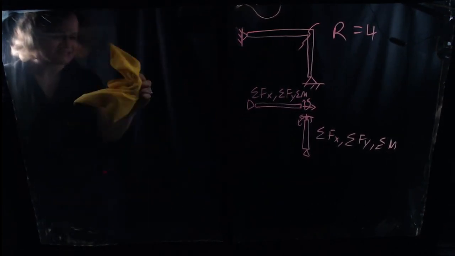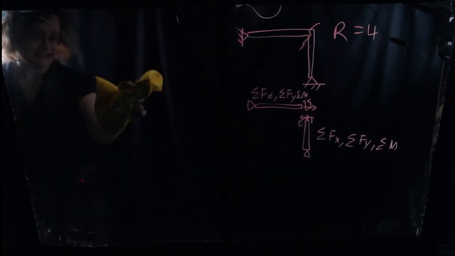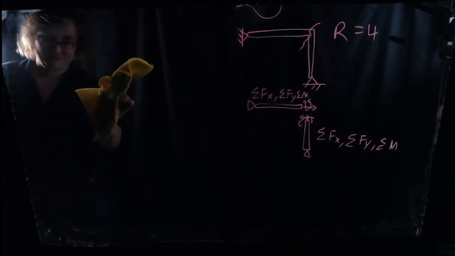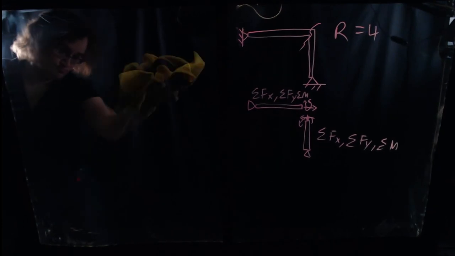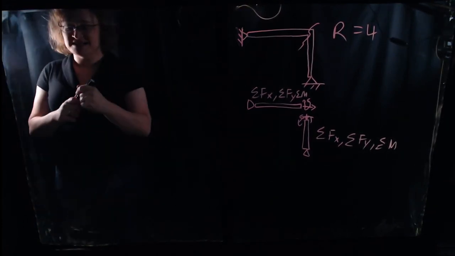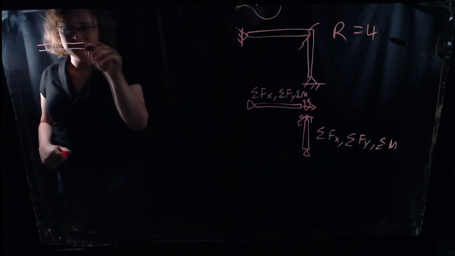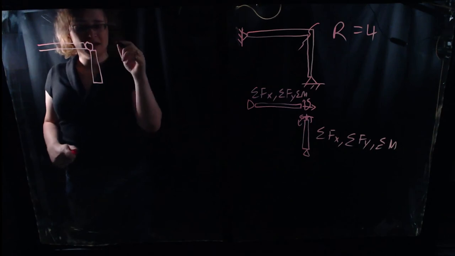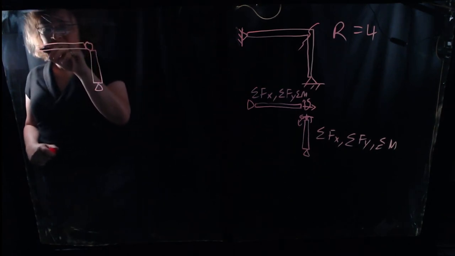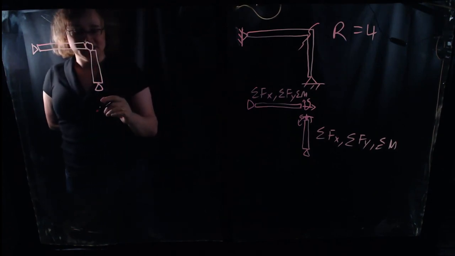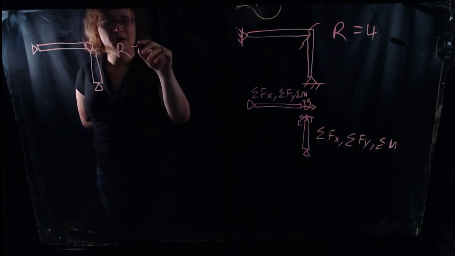When I use a release, especially a moment release in this case, things change. So let's say I have an internal pin to this, like so, and the same kind of pin and pin supports, like so. Again, I will have 4 reactions. So R is still equal to 4.